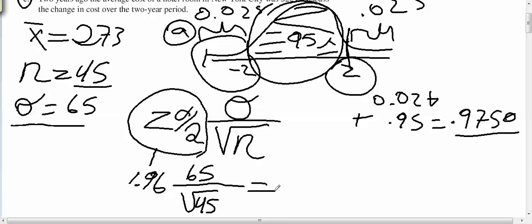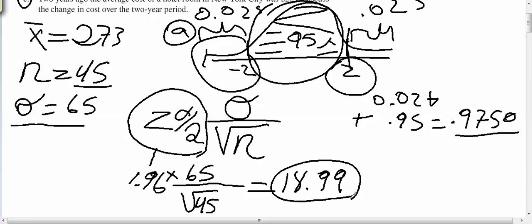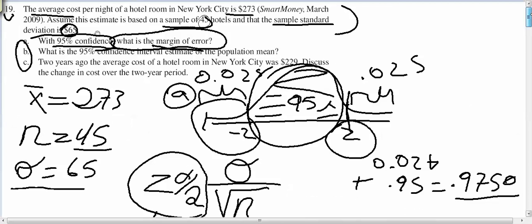If we do the math, all we have to do is multiply 1.96 times 65 and divide that number by the square root of 45, and we will get 18.99. 18.99 is the margin of error, or stated with the abbreviation MOE. And that's the answer for question A.